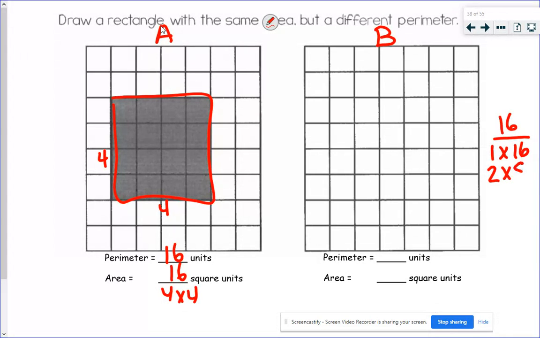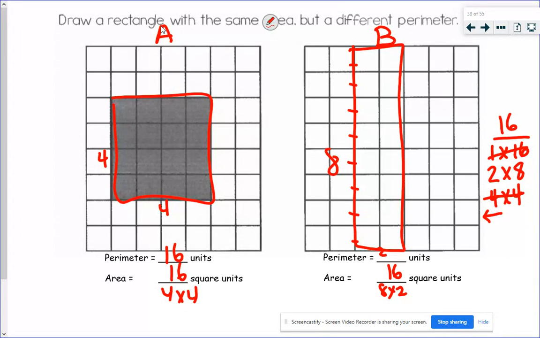2 times 8 is 16. Anything times 3 equals 16? No. 4 times 4, but that's the one that's used for rectangle A, so we can't use that one. We don't have 16 squares, so we could either say 2 rows of 8 or 8 rows of 2. I think we actually had to say 8 rows of 2 because there are not 8 that go across. Eight times 2. That's the big thing when we're doing this, keeping these two straight.